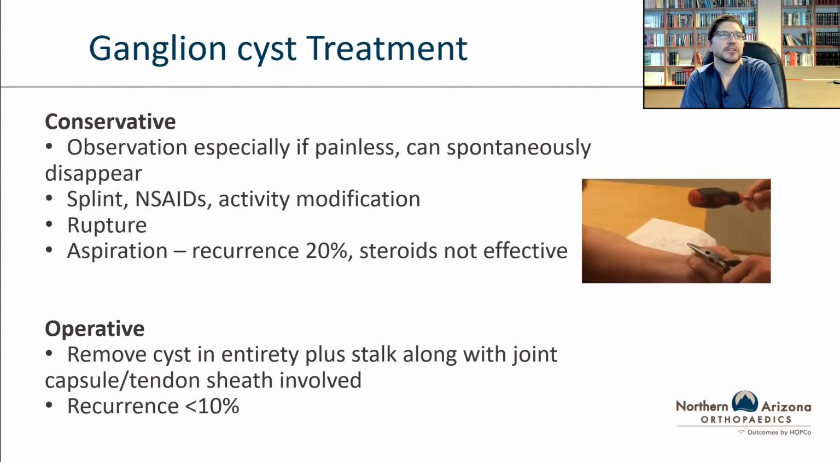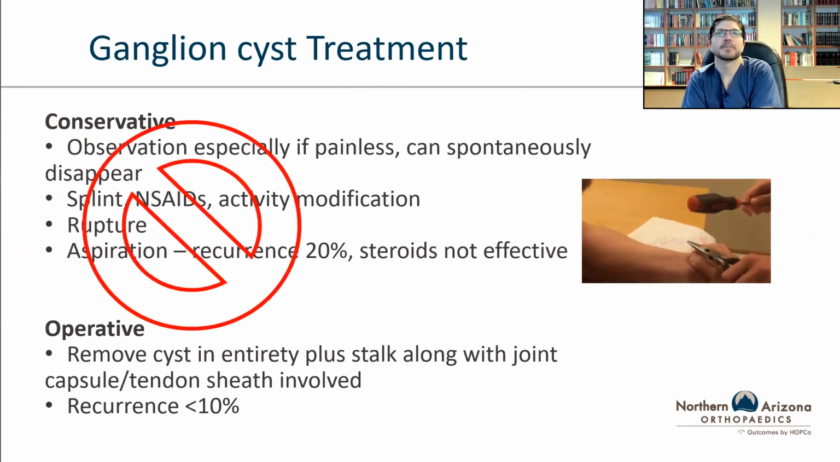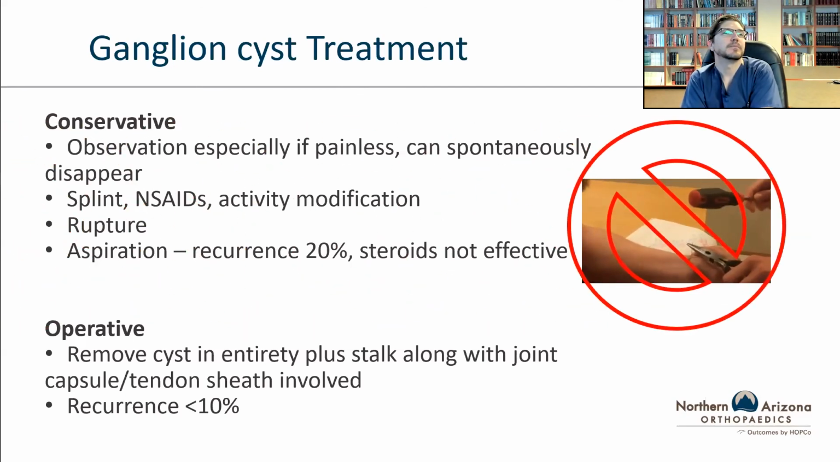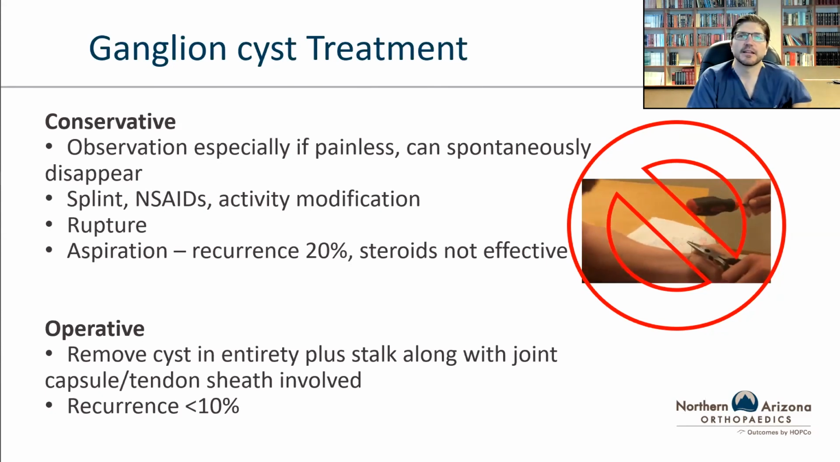In terms of operative intervention, severe pain is what we do this for, as well as oftentimes the dimensions of the lesion. We remove the cyst in its entirety, and we go down to the stalk where it's occurring and close that off. The recurrence rates are low, less than 10%, probably even lower than that in a hand surgeon's experience.